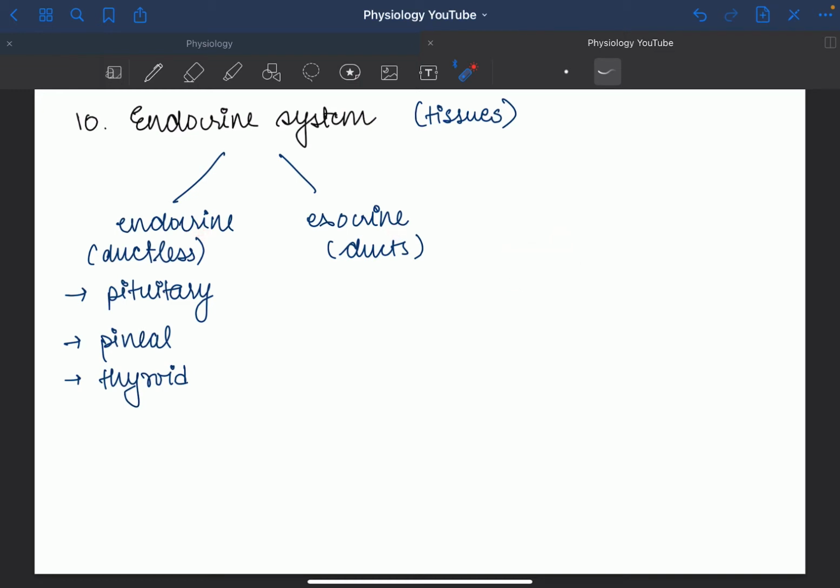So the secretions which are directly released into the blood are ductless, and they are pituitary gland, pineal gland and thyroid gland. Some tissues may also be present inside organs, that is inside the pancreas, islets of Langerhans. These are also endocrine glands. Now exocrine glands have ducts, like the salivary glands. They release their secretions via a duct.